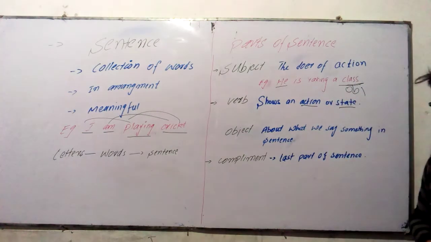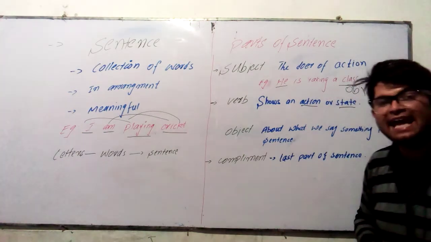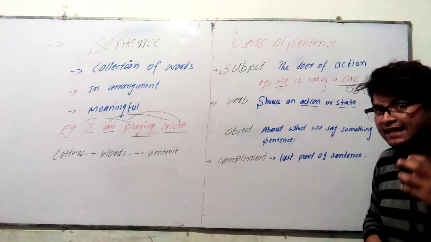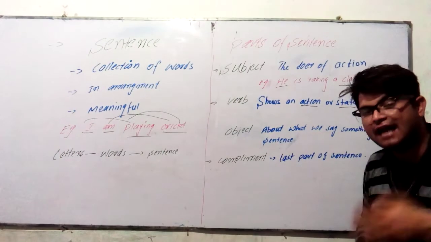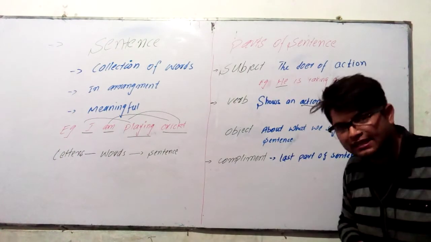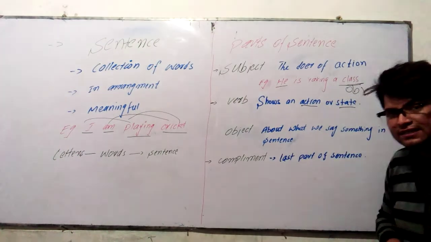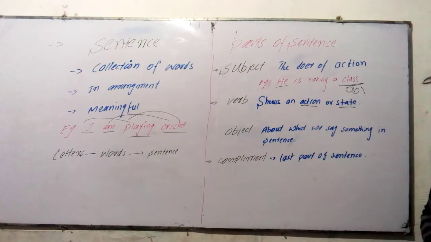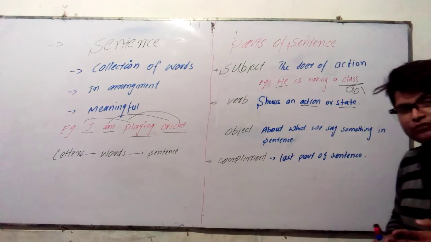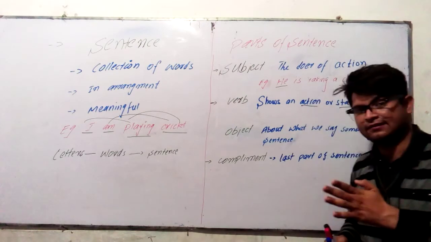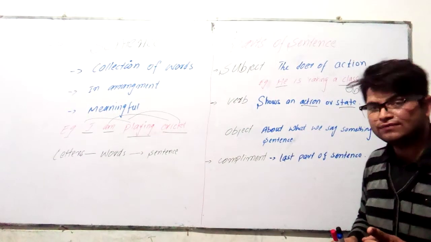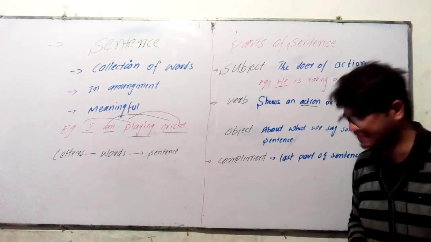Or suppose I am speaking English. Now what am I talking about? I am talking about English. So English is object. Or for example, another example, I am writing a letter. So now here I am talking about letter. So letter is object of the sentence.